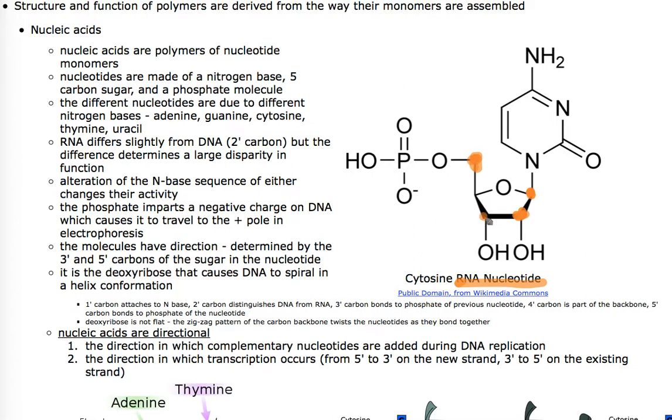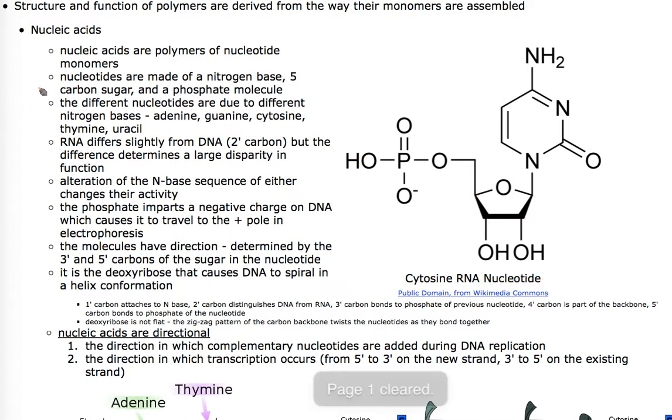The number 3 carbon here, that's the bonding point to the 5' phosphate of a previous nucleotide. The number 4 carbon right here, that's part of the backbone. That just connects the 5' to the 3'. The number 5 carbon's job is to connect to the phosphate. It is the phosphate here that will then attach to the 3' carbon of the next nucleotide.